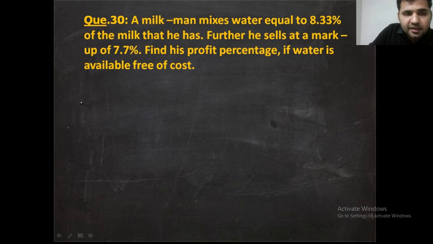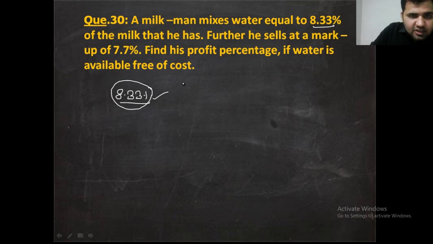Let's use this method. First, he is mixing water equal to 8.33% of the milk he has. So if he mixes water, will he be profit making or loss making? Profit making, right? If he mixes 8.33% water, water is available free of cost. So this will totally be his profit, and 8.33% is what fraction? 1/12. So if I tell you that you are making a profit of 1/12, what will you say?